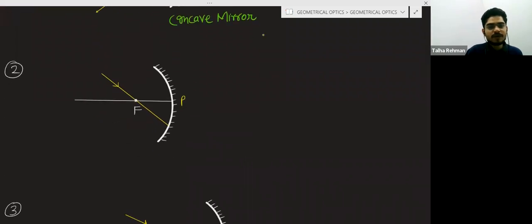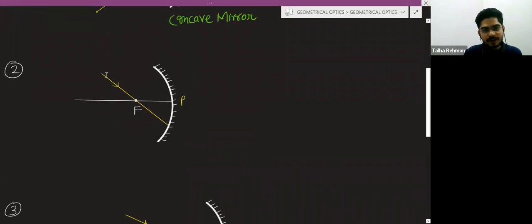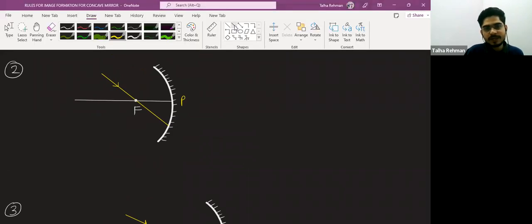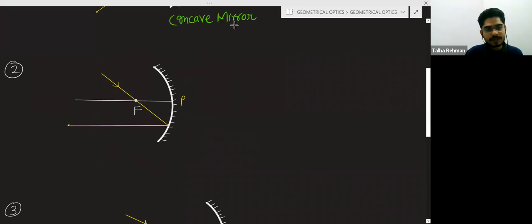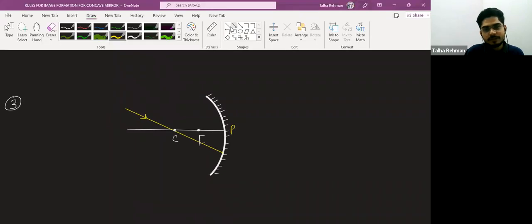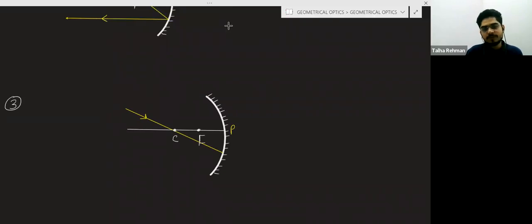Second, if a ray of light is passing through the focus of the concave mirror, then it will become parallel to the principal axis after reflection. Third, when a ray of light is passing through the center of curvature of the concave mirror, it will retrace its path after reflection.